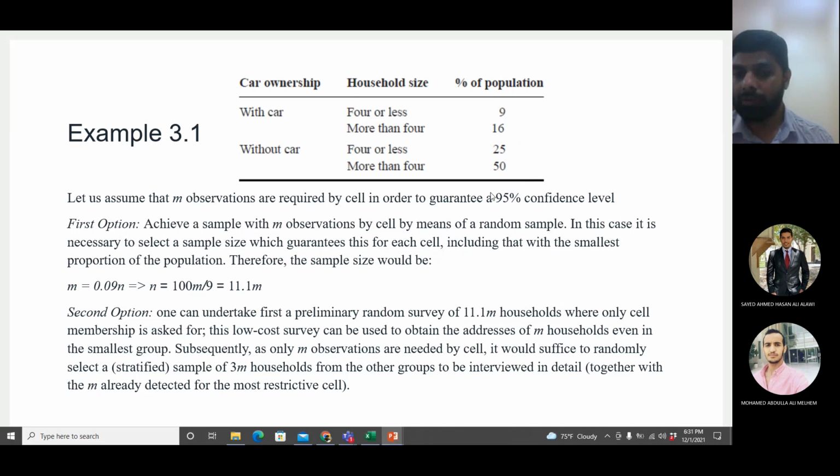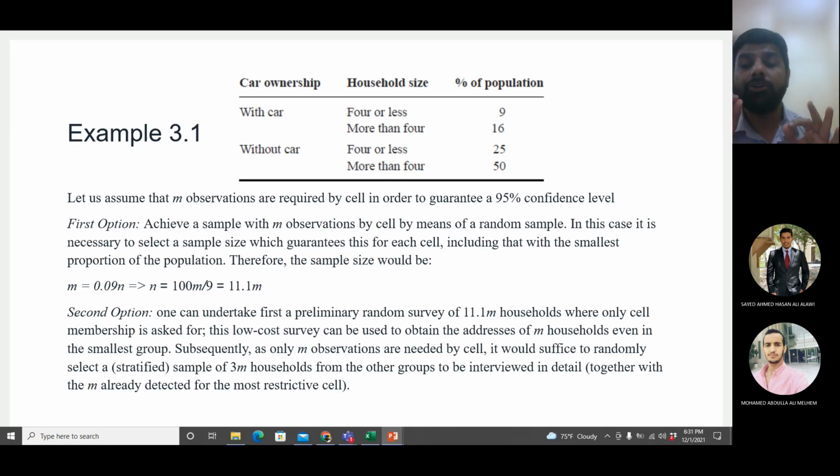Okay, so I go around 111 households. If m is 10, then you go around to 111 households and you ask them to which category of data they belong. So some of them say we have 4 or less members and we are with car. Some of them would say we are more than 4 and we are with car, and so on and so forth. So from these 111 households, you know how many belong to 9% category, how many 16%, 25%, 50%.